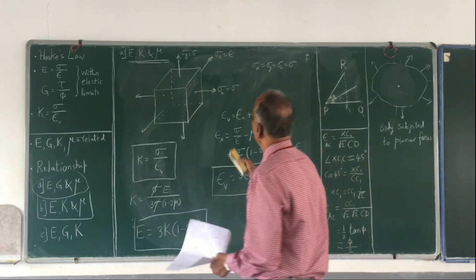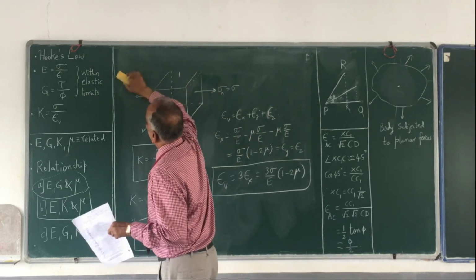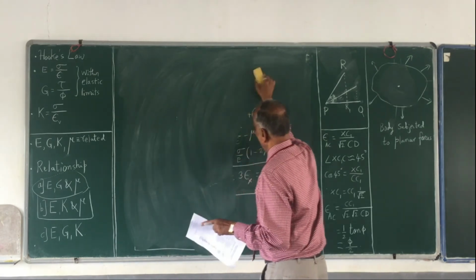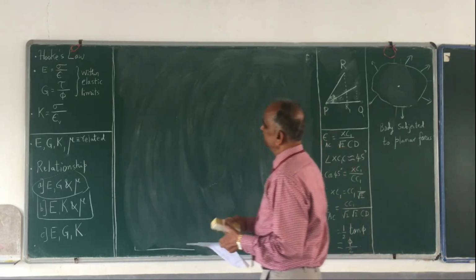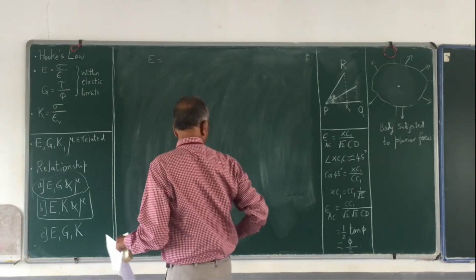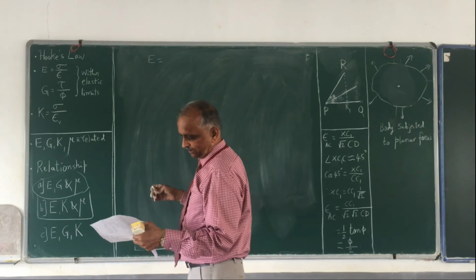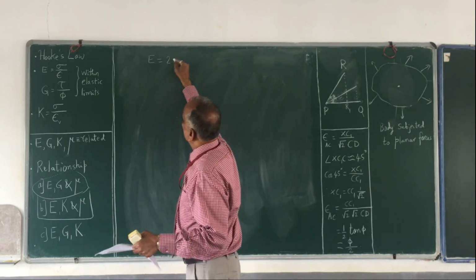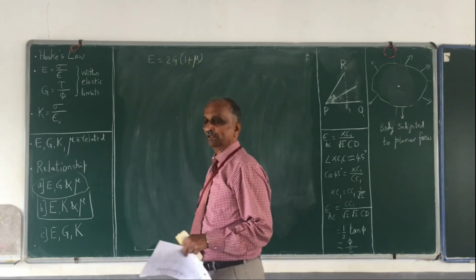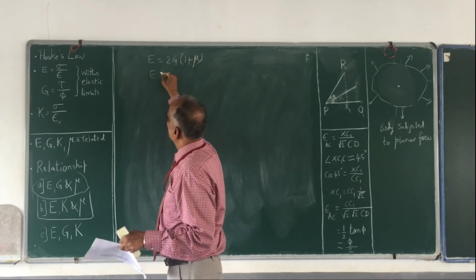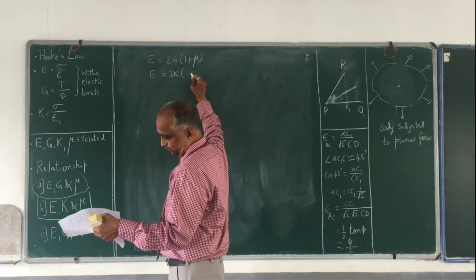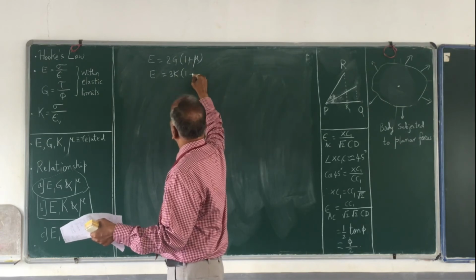Both of them have been obtained now. Now only a couple of minutes to get the relationship between E, G and K. To do that, first I shall write down the relationship between E, G and mu. E is equal to 2G into 1 plus mu. Then I also have E is equal to 3K into 1 minus 2 mu.